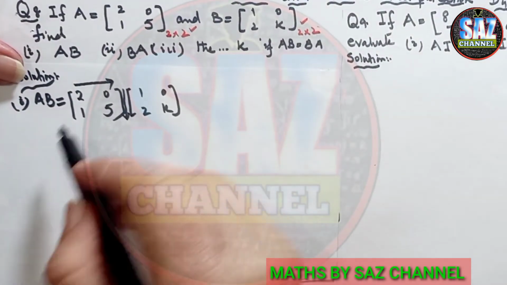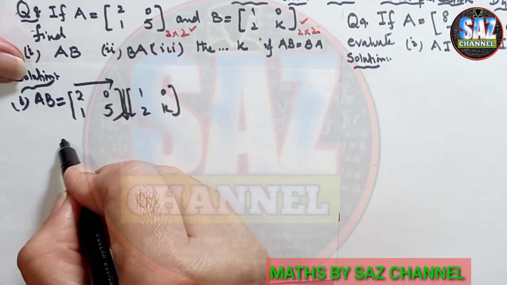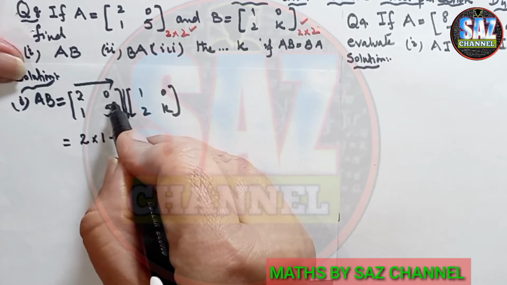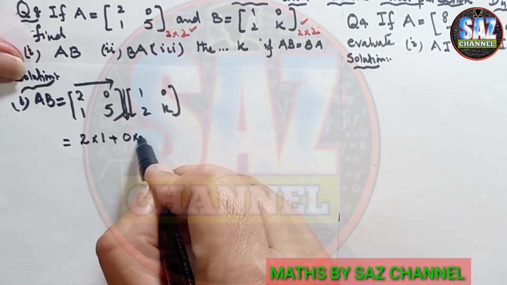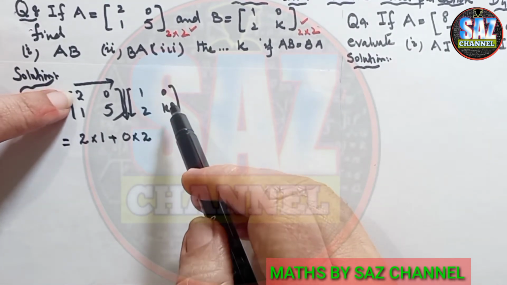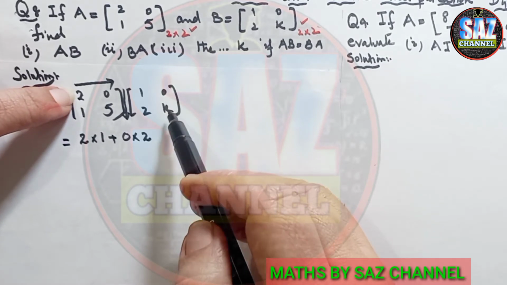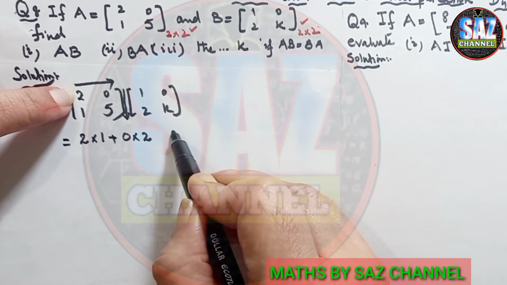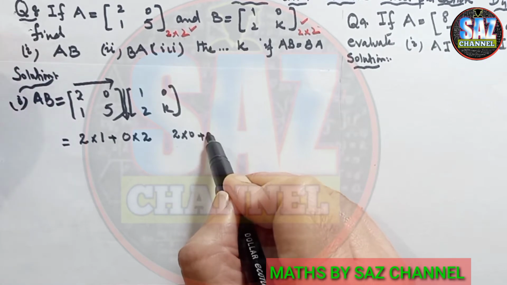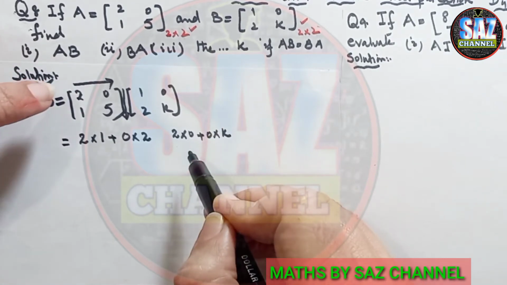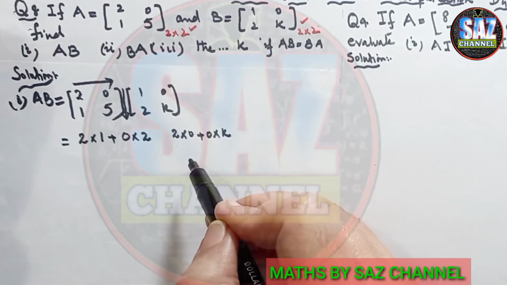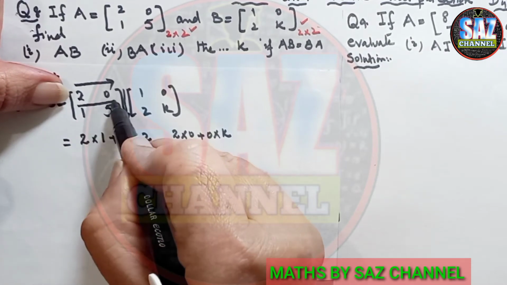So I take 2 and multiply it with 1: 2 multiplied by 1 plus 0 multiplied by 2. Now first row with first column is done. Now I repeat the first row with the second column, so it takes the form 2 multiplied by 0 plus 0 multiplied by k. Now the complete second matrix has been multiplied with the first row, and I have to jump to the second row of the first matrix.